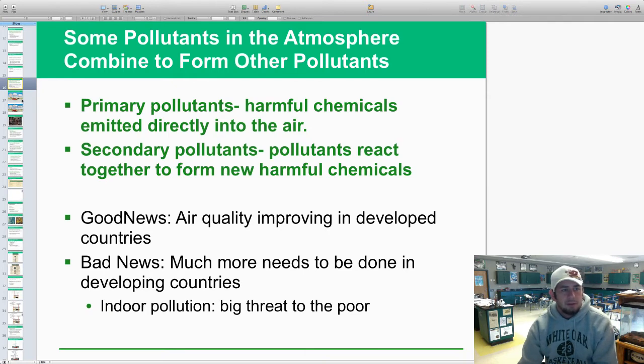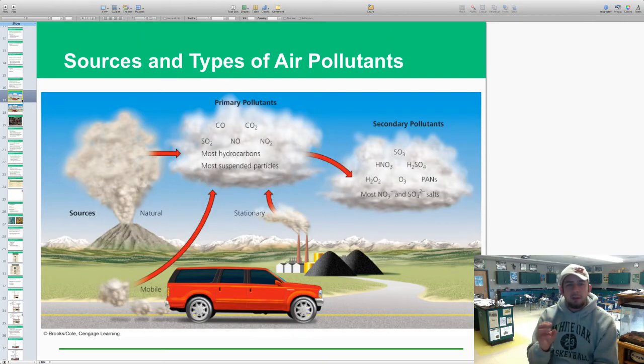So let's talk a little. There's an image here to show you some of the different types of primary pollutants versus secondary pollutants. It's probably very key that you know the difference between the two and examples of each type, because they might ask you that on the AP exam.